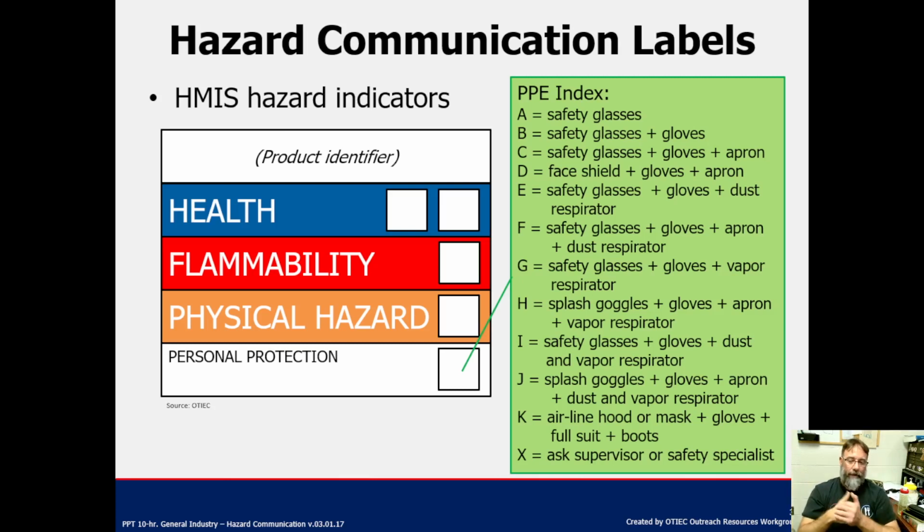So granted, nobody's going to memorize this stuff unless you're some sort of industrial hygienist with a degree for this. But these things are available. If you're ever looking at them, wondering what that is, or what that number does, you can go look at the charts, and they'll break down what they do.